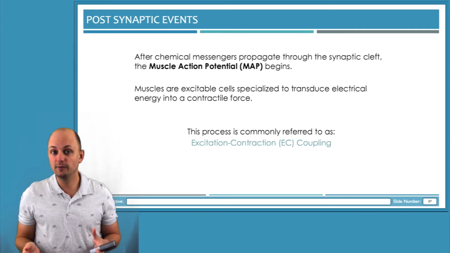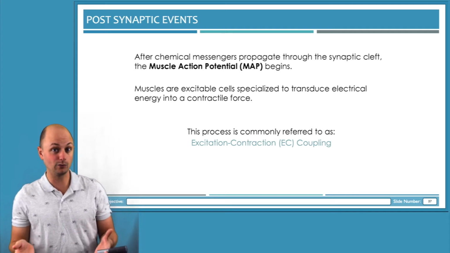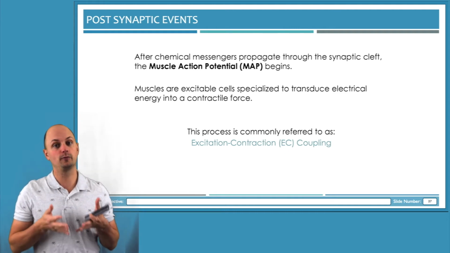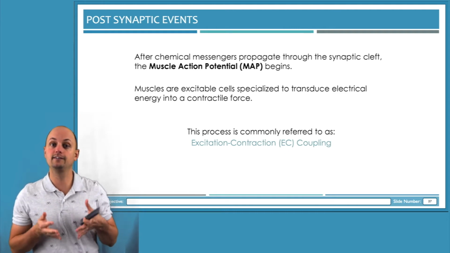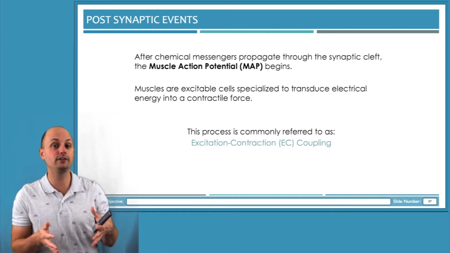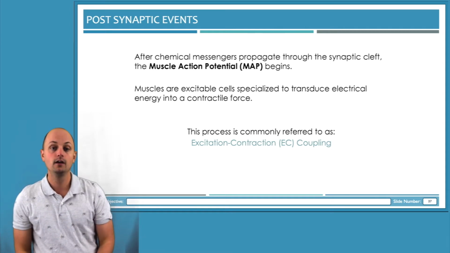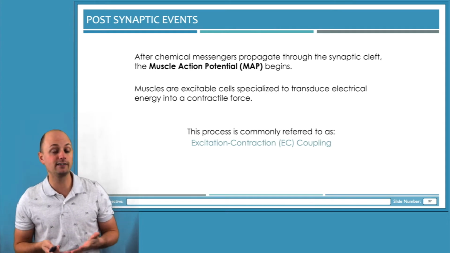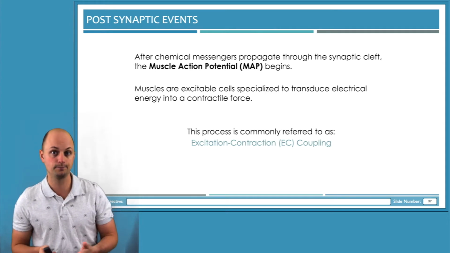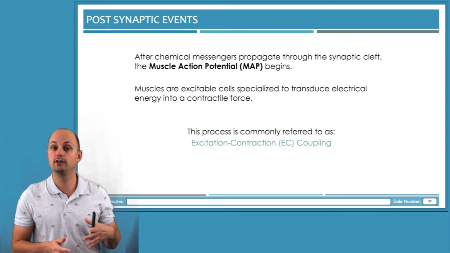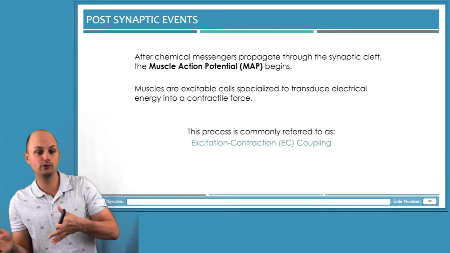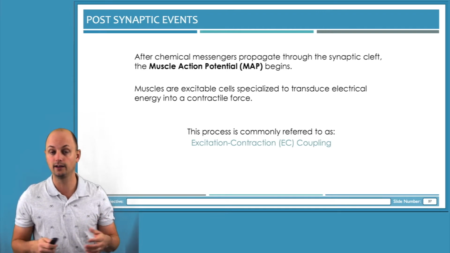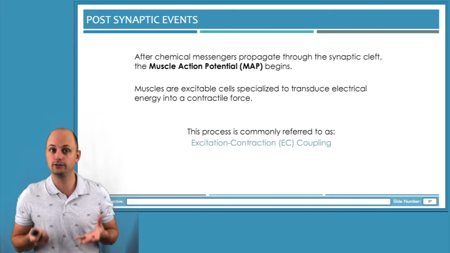So we just talked about a lot of situations where things can go wrong. But under normal circumstances, signal transmission through the neuromuscular junction results in the muscle action potential traveling down the sarcolemma. Muscle fibers can then use that action potential to initiate the process of contraction. This transduction of an electrical signal into a mechanical force is referred to as excitation-contraction coupling, and that's what we'll be talking about in this video.